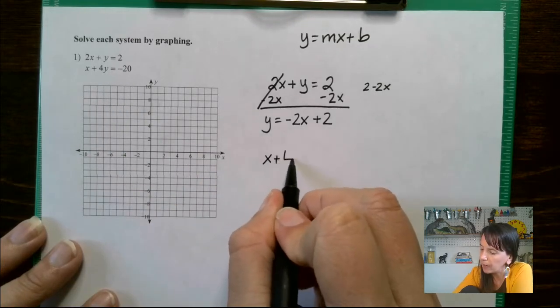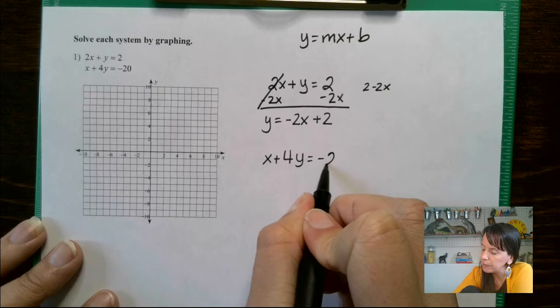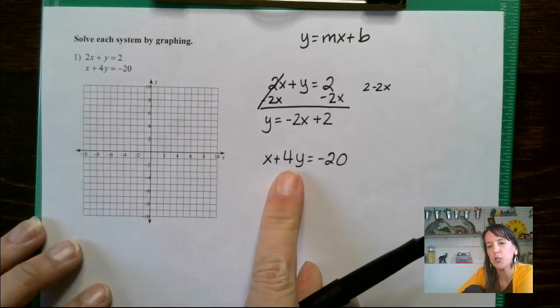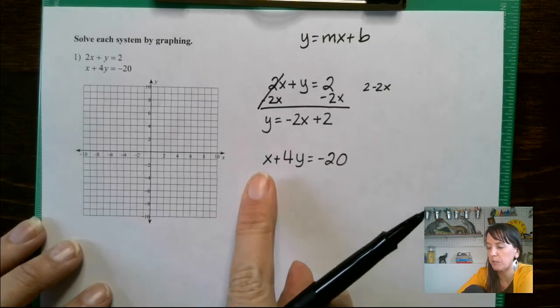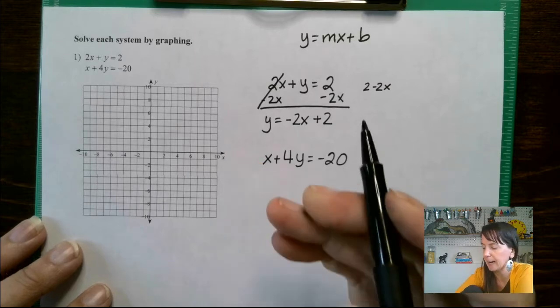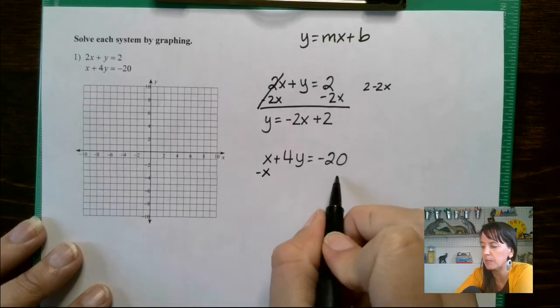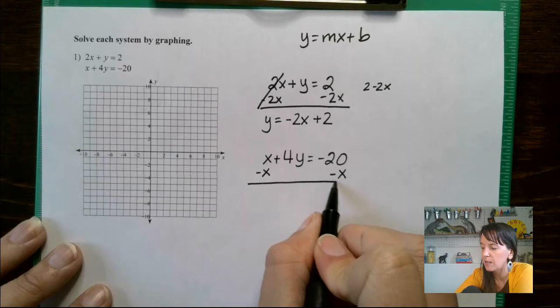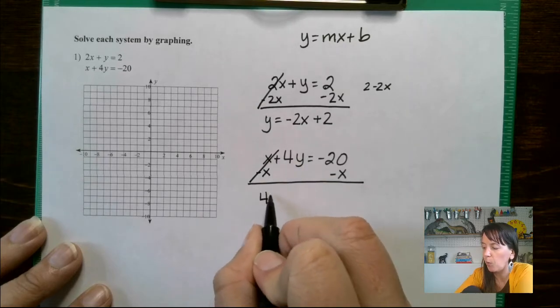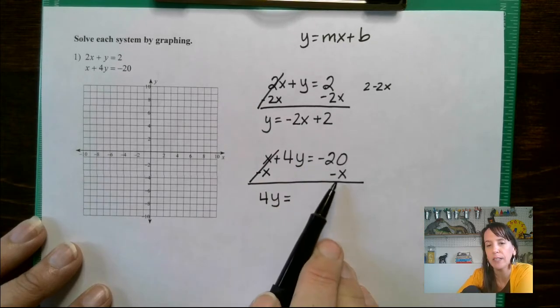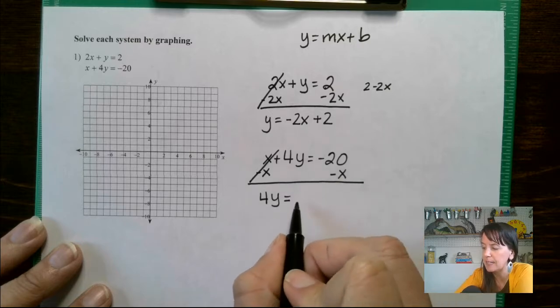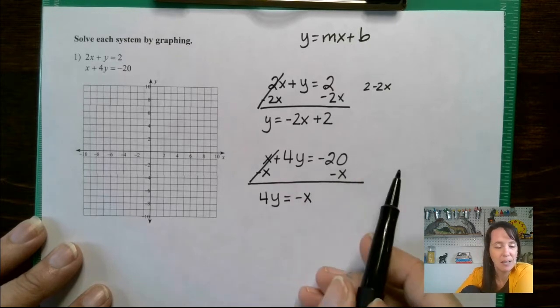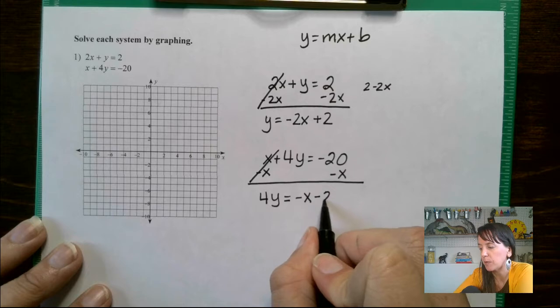x plus 4y equals negative 20. Again, we want to get the chunk with the y by itself, so we need to move this chunk to the other side. We're currently adding it, it's positive x, so we're going to do the opposite, which is negative x. That gives me 4y equals, and again, I want the x in the middle, so I'm going to say negative x, and I could say plus negative 20, but let's just say minus 20.